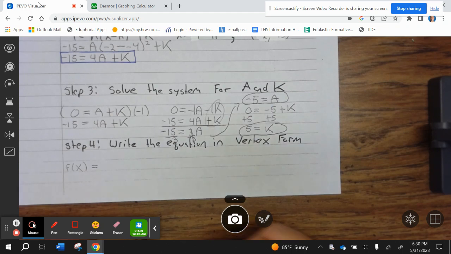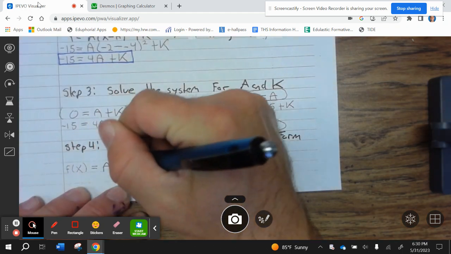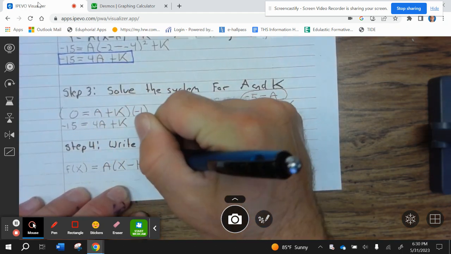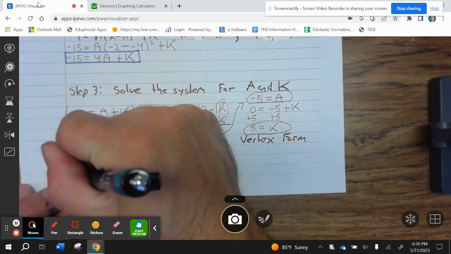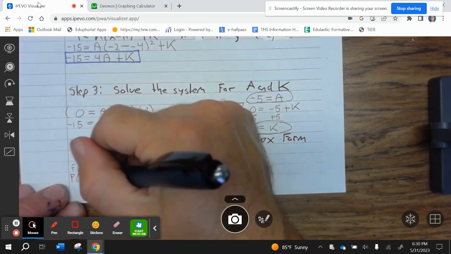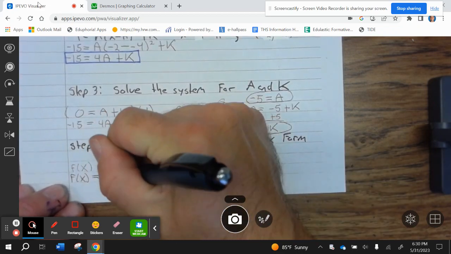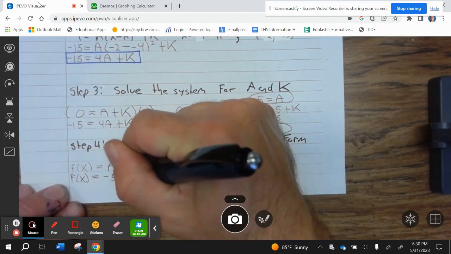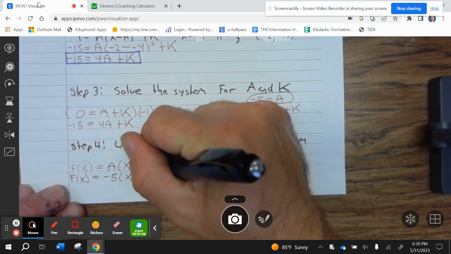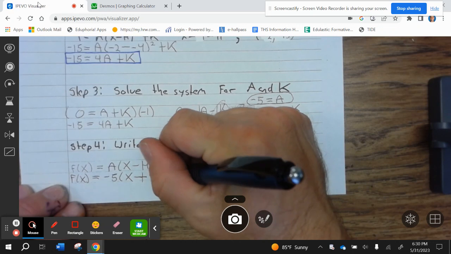So your equation, again, we're using a, parentheses x minus h squared plus k. So f of x equals negative 5, parentheses x minus h, which is negative 4, which becomes x plus 4, squared plus 5.